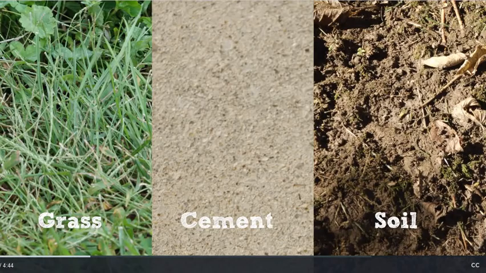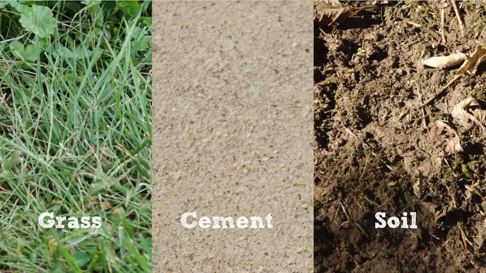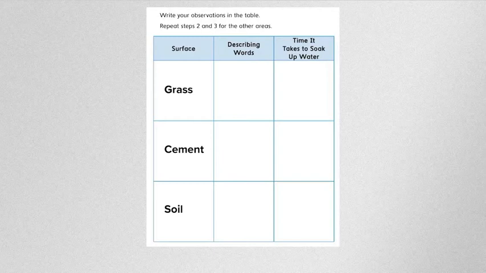In this video, you'll observe surfaces that can be found around a school or neighborhood. You'll observe a grass-covered area, a cement sidewalk, and a soil-covered area. Record each of these 3 areas on the left side of your table. When you're finished, select Continue.